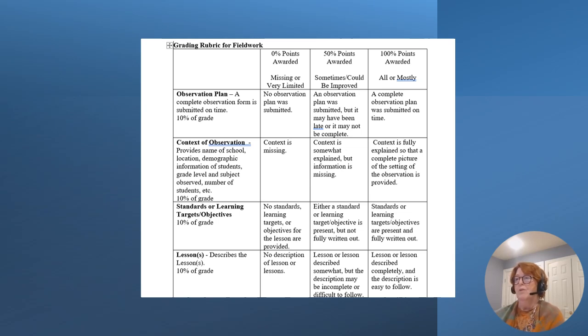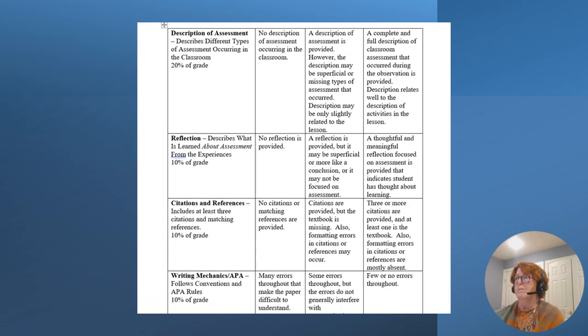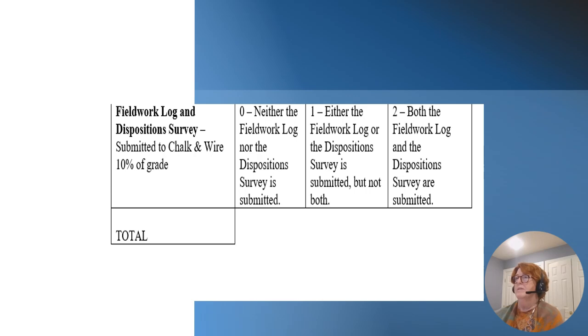You're going to describe the lesson, that's part of the rubric. A description of the assessments is also part of the rubric, and you can see that's weighted a little more, 20% of this paper. Then a reflection, citations and references, and also how well the paper was written and whether you followed APA format. The final row on the rubric is the fieldwork log in Chalk and Wire and the disposition survey, whether they were both submitted or not.